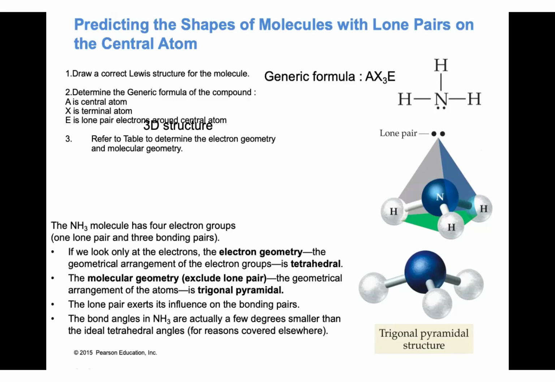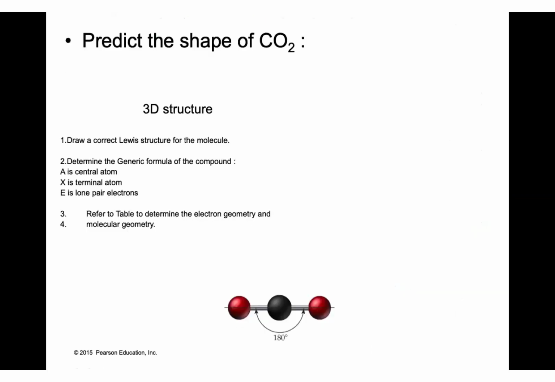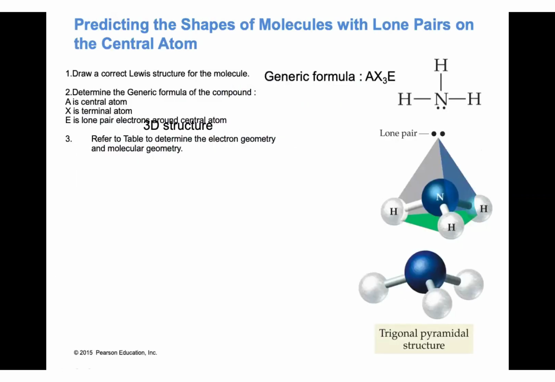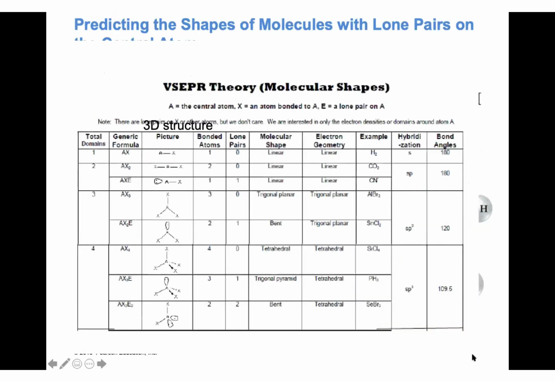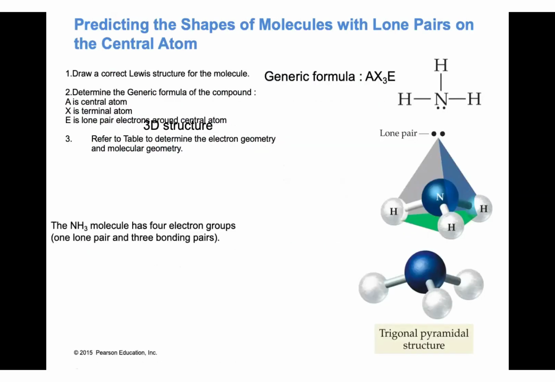The bond angles of NH3, because of this lone pair, are a little bit smaller than the tetrahedral bond angles, but we don't show it in this table, so you do not need to worry about it at this time. In the higher levels of chemistry, they tell you more about it.